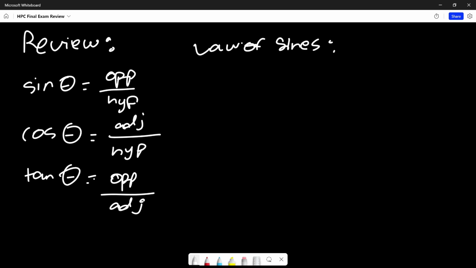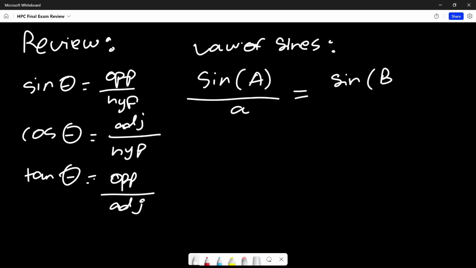So law of sines, and essentially what that means is within a given triangle, the sine of one angle over its corresponding side length is equal to the sine of another angle over that angle's corresponding side length.